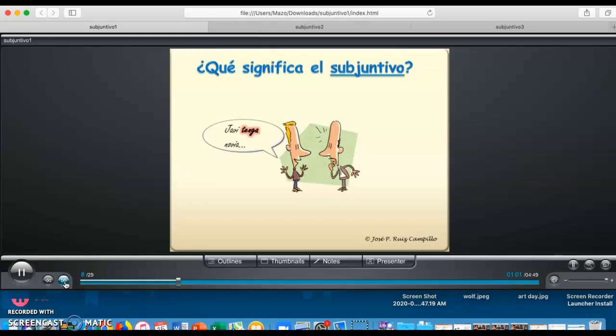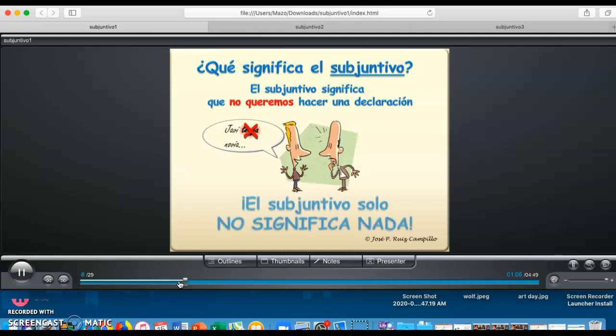Now, ¿qué significa el subjuntivo instead? So we use the subjunctive when we don't want to make a declaration. No queremos hacer una declaración. El subjuntivo solo no significa nada. So, if I say just Javi tiene novia, I'm making a declaration, a fact. I'm saying Javi has a girlfriend. Instead, here, Javi tenga novia, this on its own has no sense whatsoever.